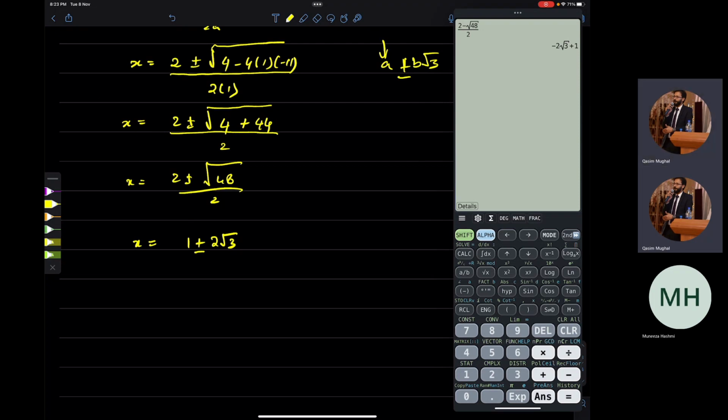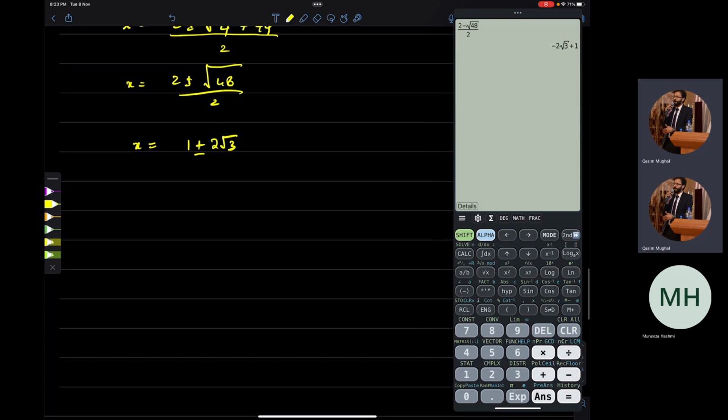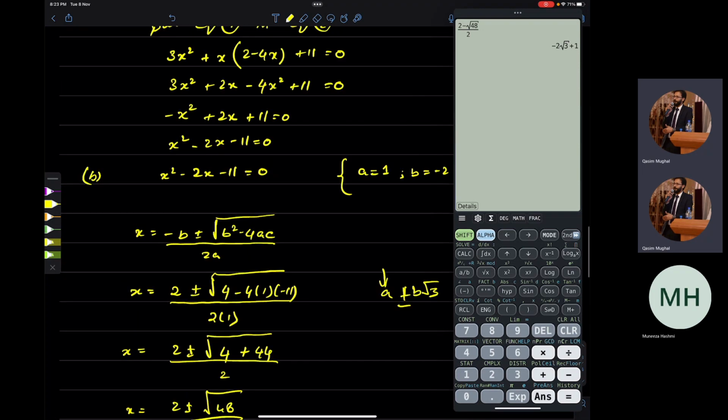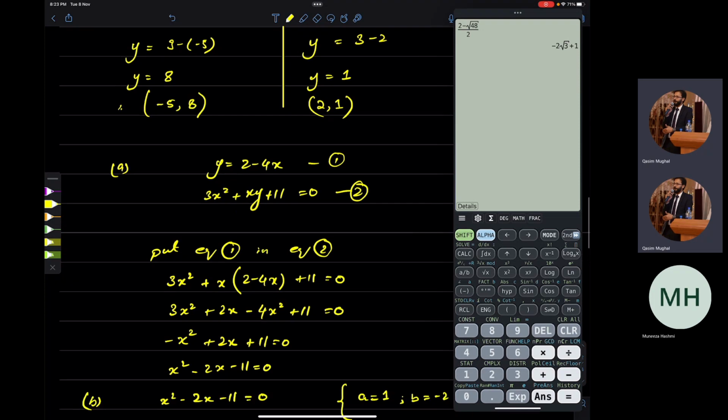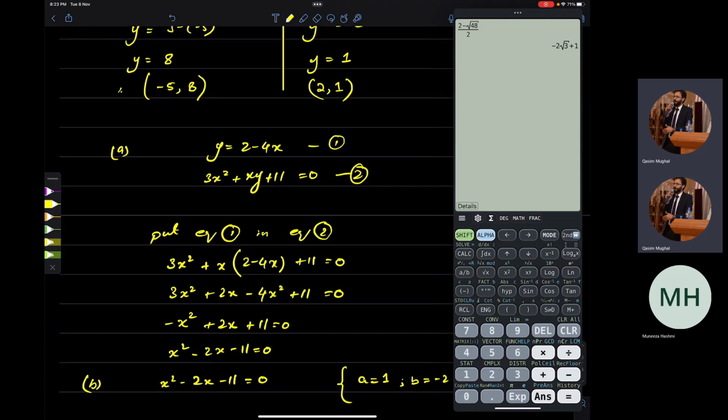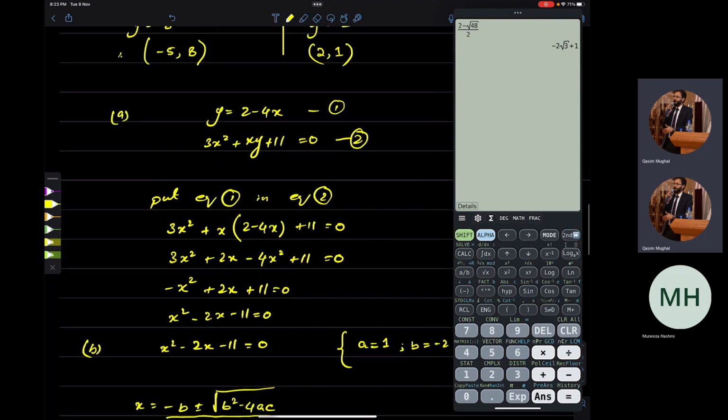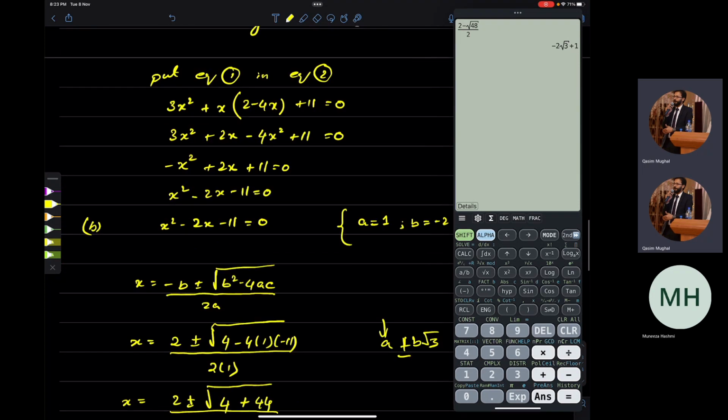All right, now that's for the values of x. The examiner didn't ask you to just solve it for x. The examiner is asking you to solve the simultaneous equations. So these are the two values of x. So I'm going to use both of these values in order to find the value of y. Equation 1 is the equation of y. So I'm going to put both of these values of x in equation 1.